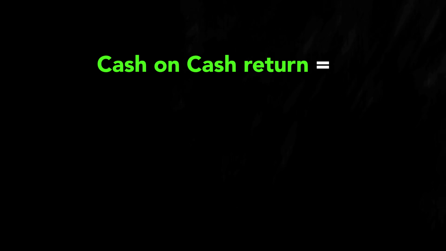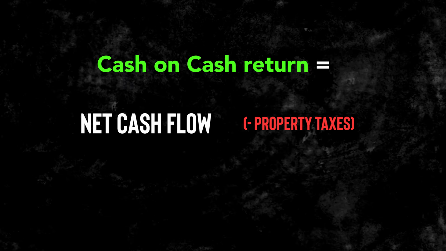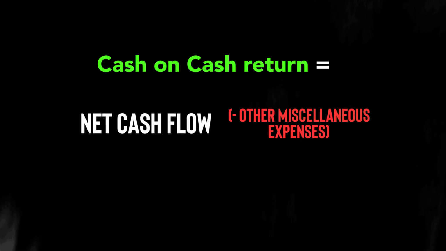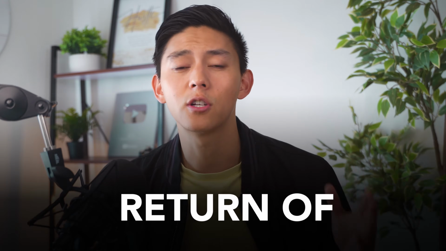Another thing that I really like to look at is the cash on cash return. That means the net cash flow after paying your property management fees, utilities, property taxes, mortgages, and other miscellaneous expenses, and dividing it all by the money that I put into the property, which includes my down payment, my closing costs, and any repairs I need to get the property ready. I typically want a cash on cash return of over 10%.